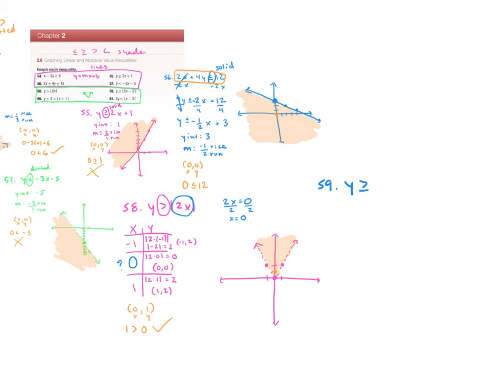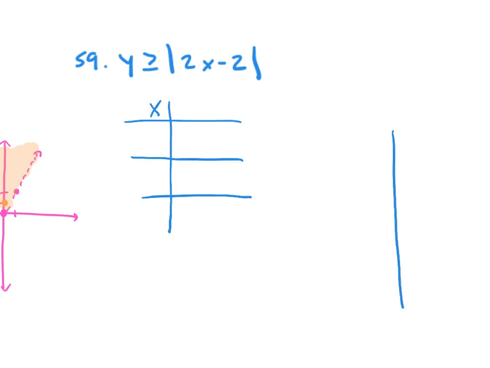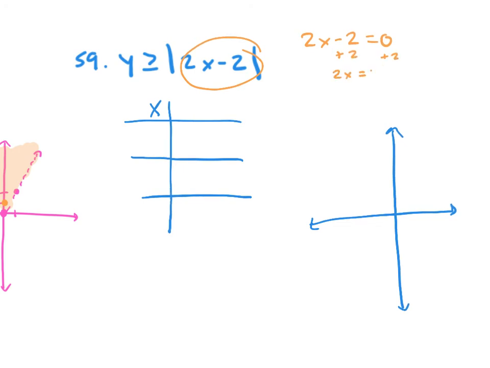So 59, y is greater than or equal to the absolute value of 2x minus 2. So we're going to plug in numbers for x and get values for y. How do we know what we're going to plug in? 2x minus 2 is 0. Perfect. We set this part equal to 0. So 2x minus 2 is equal to 0. How do we solve for x here? Add 2. So 2x is equal to 2.